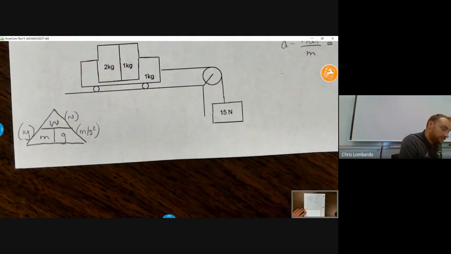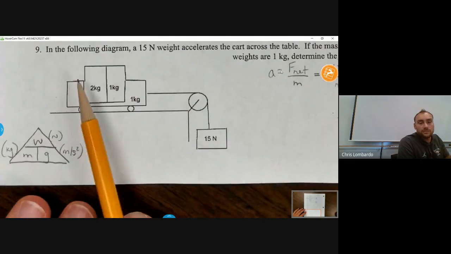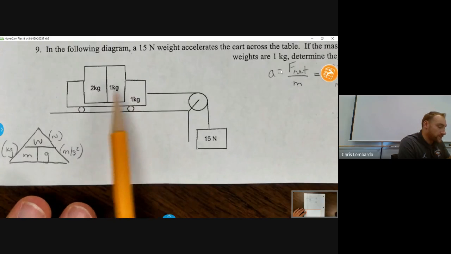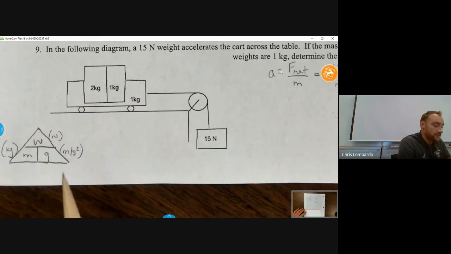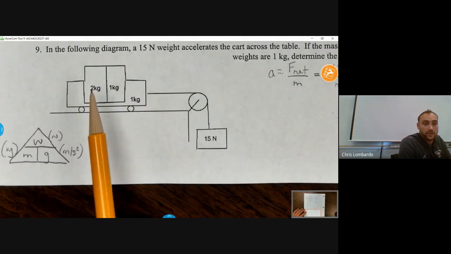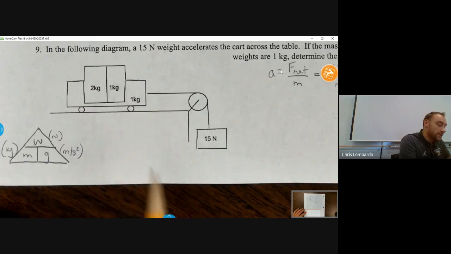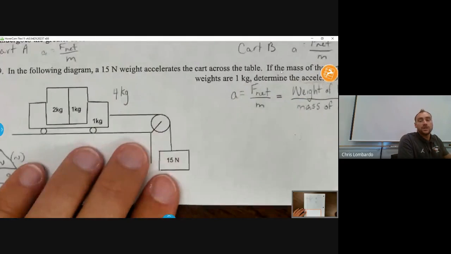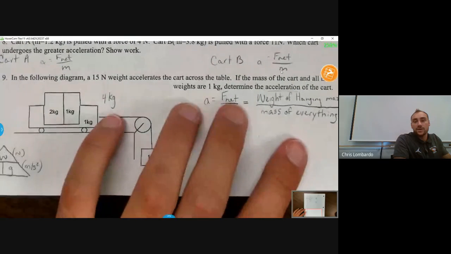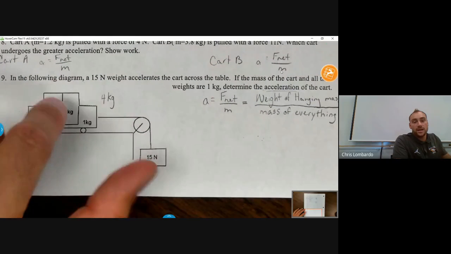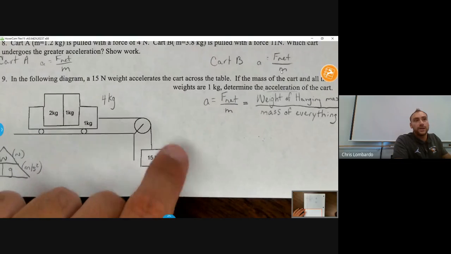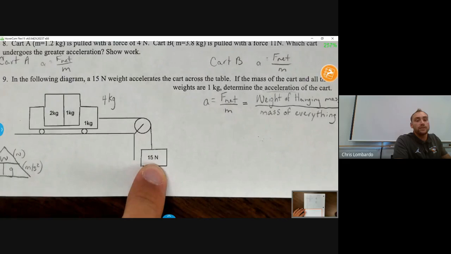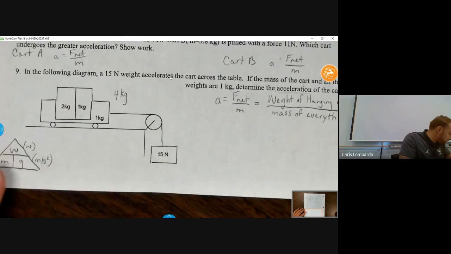If you notice, these are all given in mass: the cart and the 2 blocks. So what is the total mass of these carts? 4, right? The 2 plus the 1, 3, plus the cart. So there are 4 kilograms of mass in this situation. But our equation says we need the mass of everything. That means the cart, all the blocks on it, and the mass of this hanging block. But it's only given to us in newtons. They said a 15 Newton weight accelerates, so we have to figure out what the mass is.